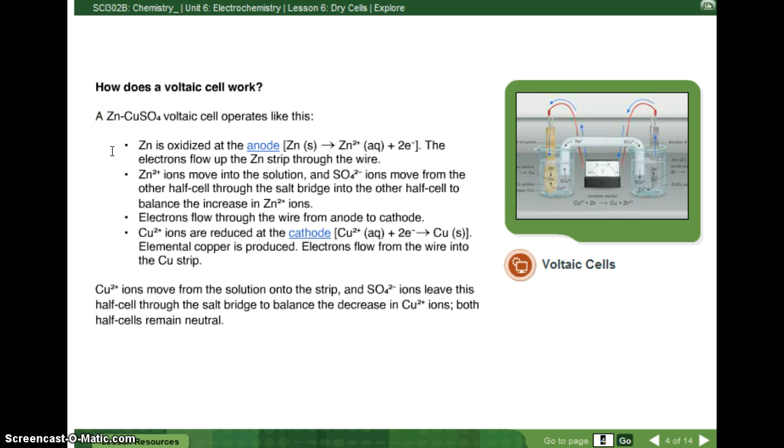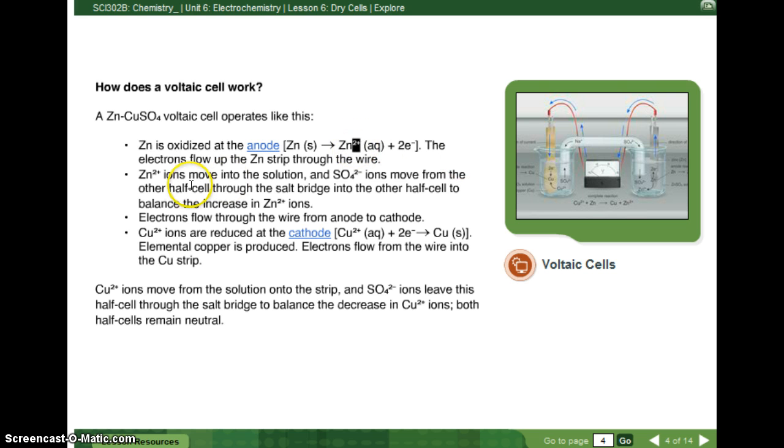Zinc is oxidized at the anode. So solid zinc with a 0 charge turns into zinc plus 2. So it lost the electrons. Woohoo! It's more positive. The electrons flow up the zinc strip through the wire. So those electrons got to go somewhere, and they go up the zinc strip. They go through the wire. They light up the light bulb or whatever you have hooked up here. They keep going all the way over to the copper side.